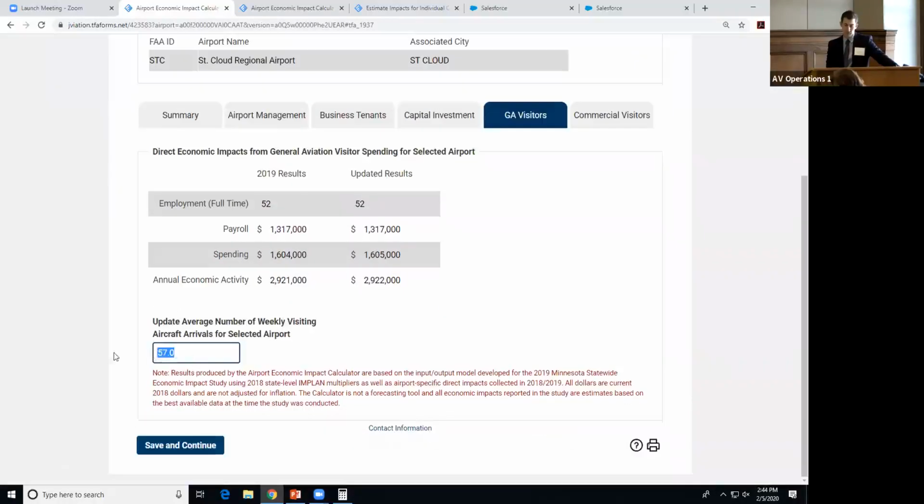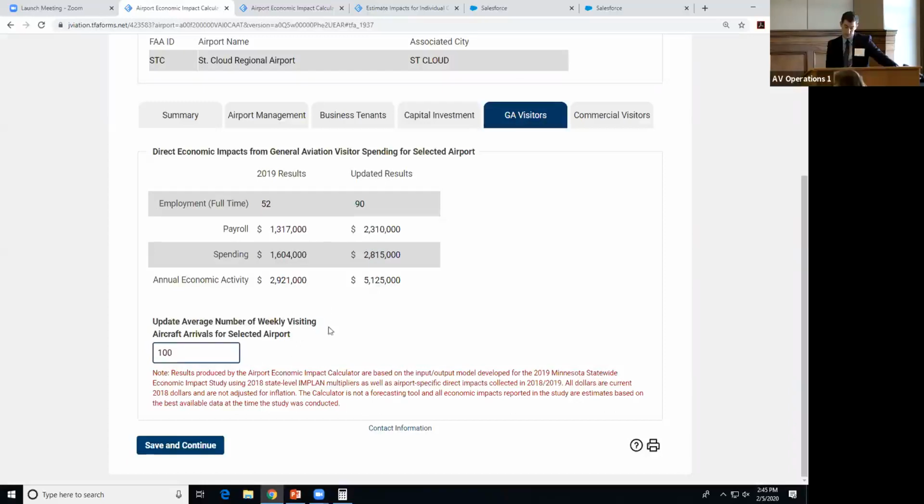So this number is the key driver. The fleet mix specific to St. Cloud is baked into this underneath that. And the visitors per aircraft type is baked into this. So, to touch on your question, Andrew, this is specific to St. Cloud's numbers, their underlying assumptions. And visitor spending is specific to St. Cloud as well. So when you adjust 57, let's say it roughly doubles to 100.